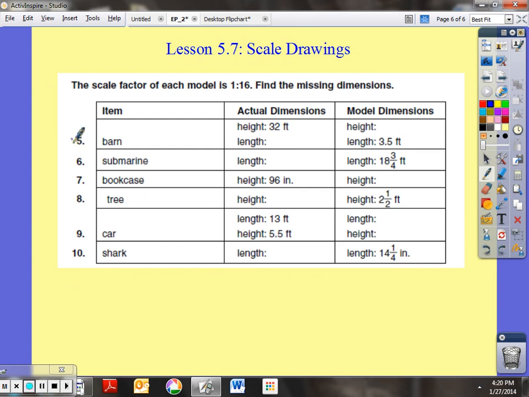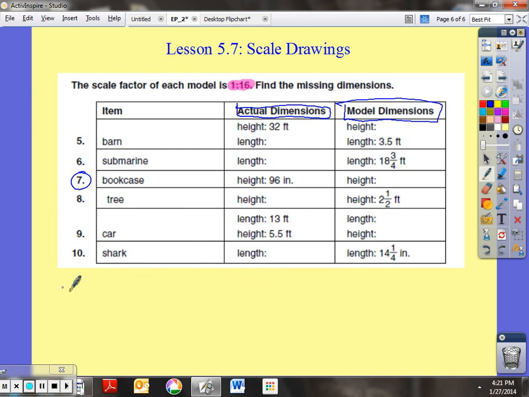Let's look at number 7. We have the actual dimensions and we have the model dimensions. And it tells us up top in the directions that the scale factor of each model is 1 to 16.